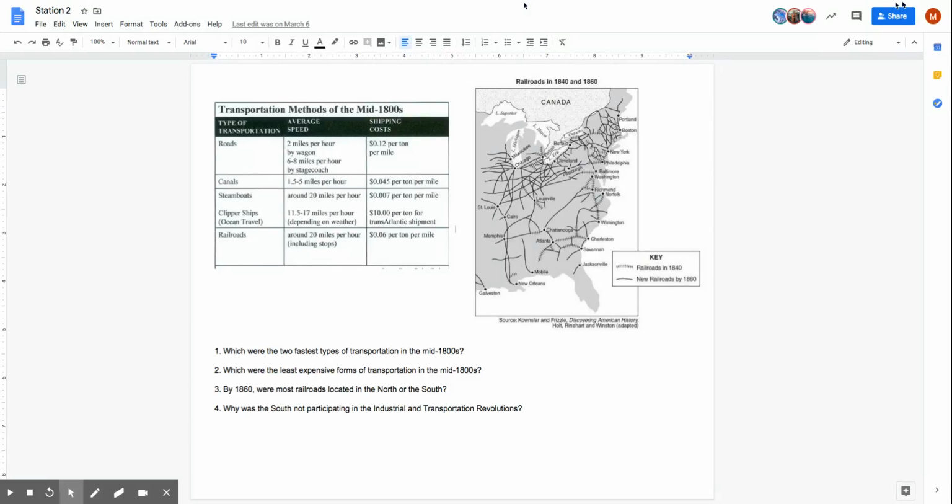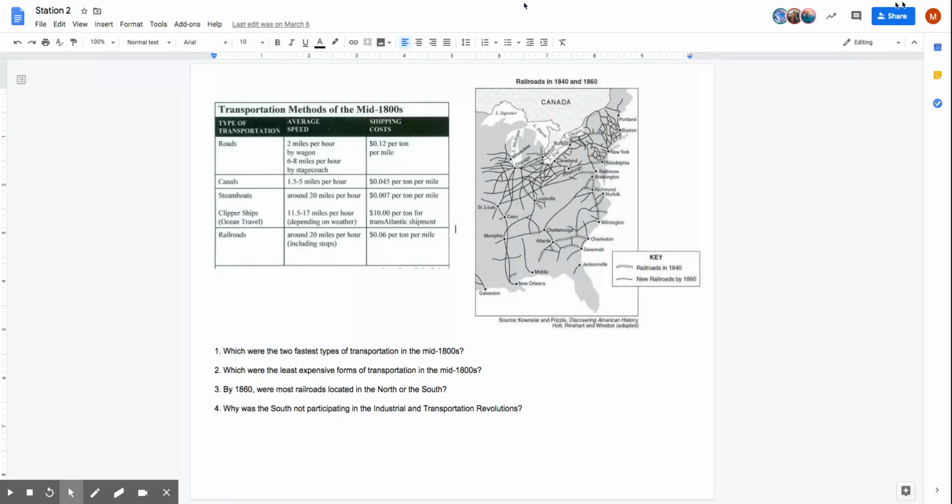If you look on the far right side where this map's at, railroads in 1840 and 1860, it shows you obviously where most of the railroads are being built. You have to remember that the North was based on an industrial society. Factories, a lot of factories were being built. They were making a lot of product there.